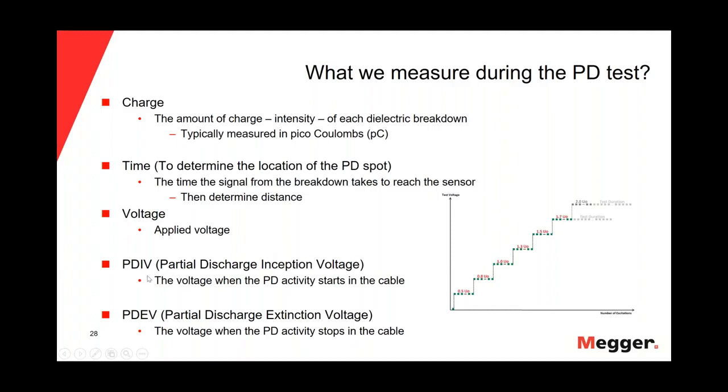The other two parameters that are very important are the partial discharge inception voltage, which means the voltage when the PD activity starts in the cable, and the partial discharge extinction voltage. That is the voltage when the PD activity stops in my cable. For that reason, we recommend to increase the voltage step by step to find the PDIV and the PDEV.